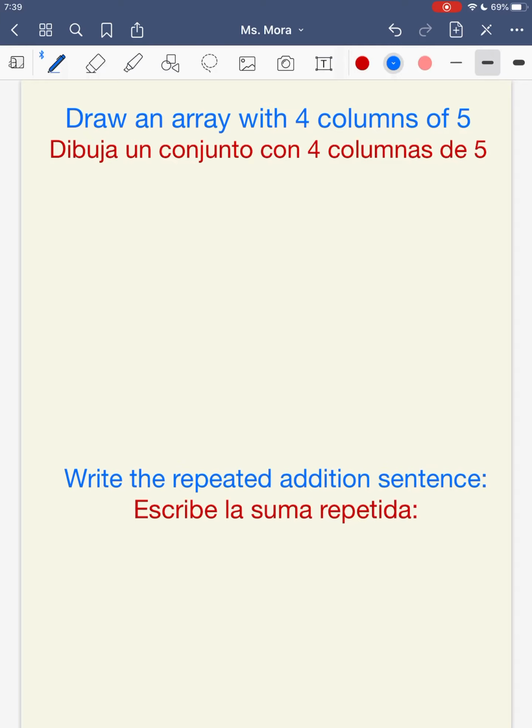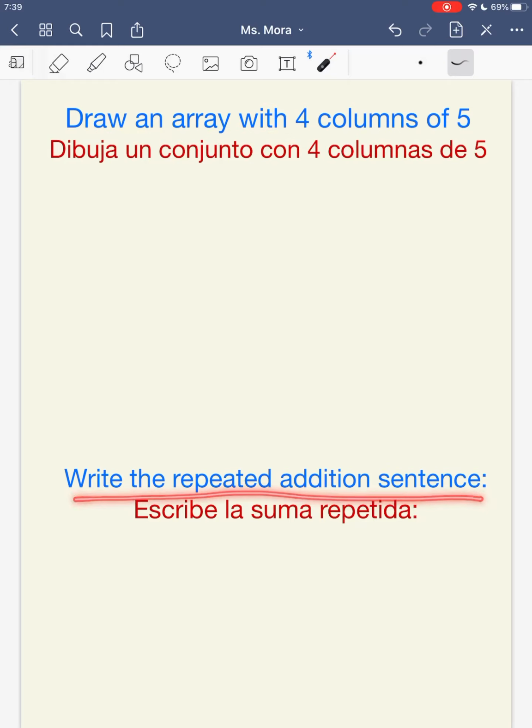Okay, guys. So go ahead and try this one out by yourselves. You're going to draw an array with 4 columns of 5 and then write the repeated addition sentence. Okay, then push play once you're ready to check your work with me, okay?